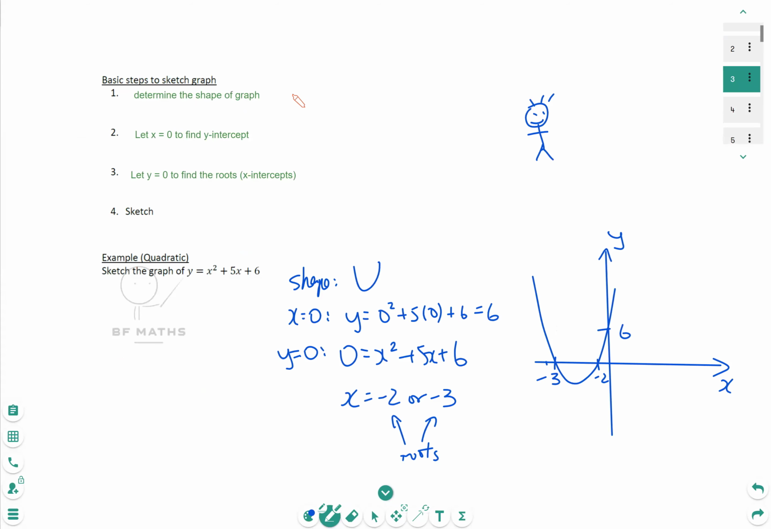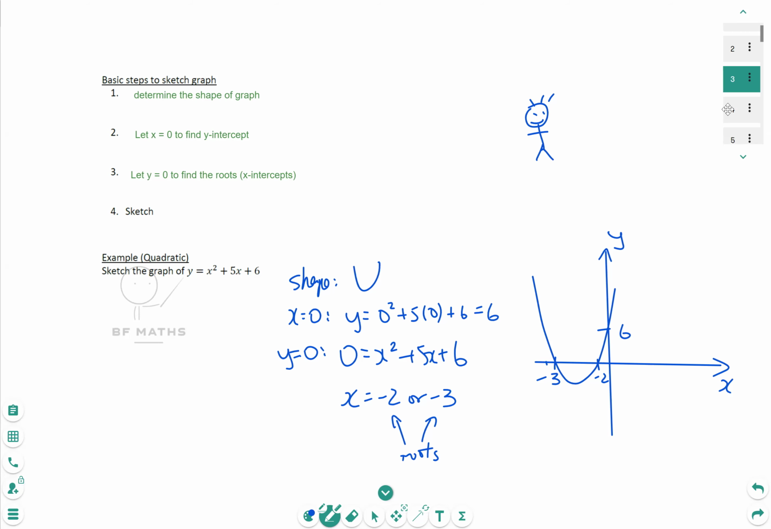Step 1, determine the shape of the graph. If it's a quadratic, it's a U shape or N shape, or a cubic graph, it will be like a roller coaster. And then in the second step, we let x equal 0 and find the y-intercept. And then the third step is to let y equal 0 and find the roots.